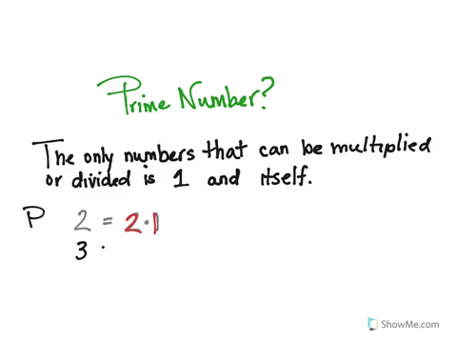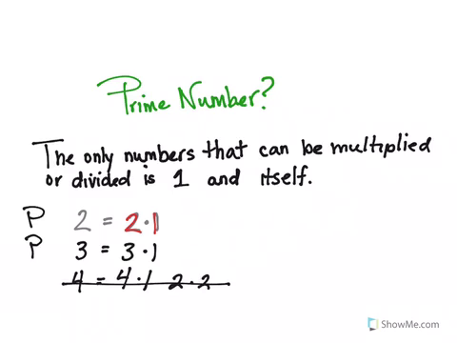Well, let's try the number 3. We know that 3 times 1 is obviously going to get us 3. But does anything else? No. Nothing else multiplies to get to 3. So 3 is a prime number. Well, what about the number 4? Well, we do know that 4 times 1 equals 4. But does anything else? Yes, it does. 2 times 2 also equals 4. So that is not a prime number.